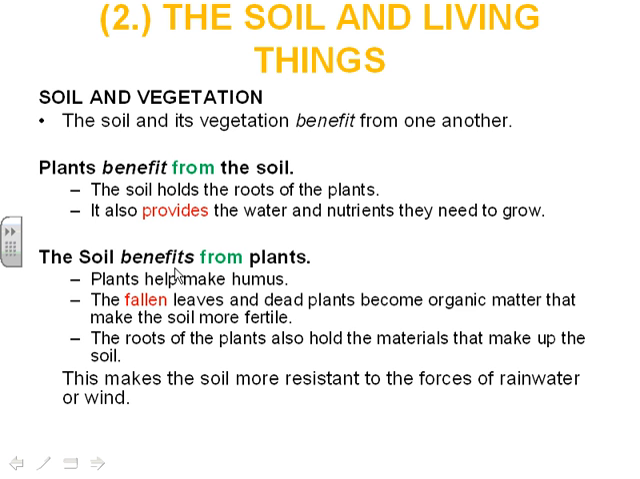The soil benefits from plants. Plants help make humus. The fallen leaves and dead plants become organic matter that makes the soil more fertile. The roots of the plants also hold the materials that make up the soil. This makes the soil more resistant to the forces of rainwater or wind.